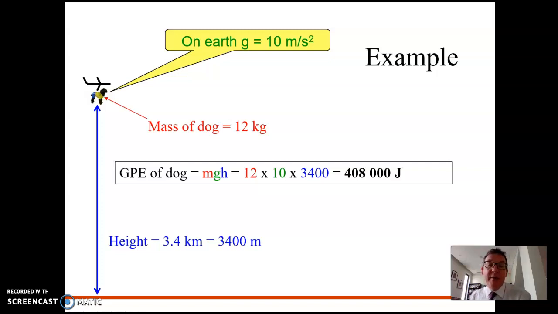Gravitational potential energy is mgh. Then multiplied together, m is 12, g on the Earth is 10. We've just discovered that the height is 3,400 metres. This is the amount of gravitational potential energy.